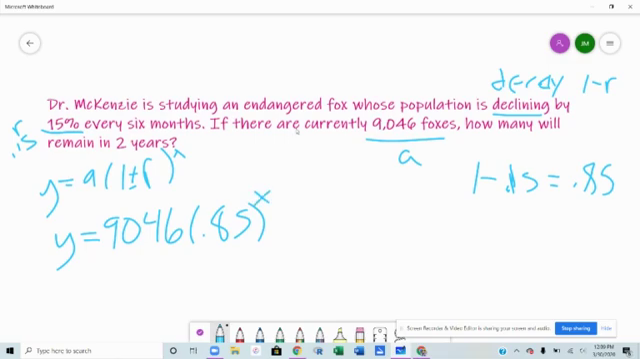Okay. Now the question says, if there are currently 9,046 foxes, how many will remain in 2 years? Okay, you might think, let's just plug a 2 in. That would be great if this problem says that they are declining by 15% every year, but it is not. It says every 6 months. So you can't plug 2 in because 6 months happens not twice in 2 years. So you need to figure out how many times does 6 months occur in 2 years? How many sets of 6 months are there in 2 years?